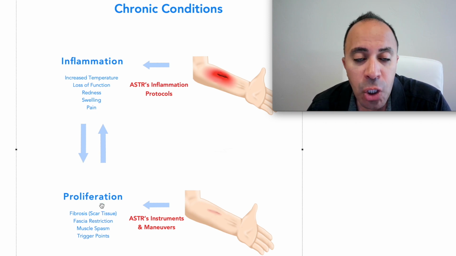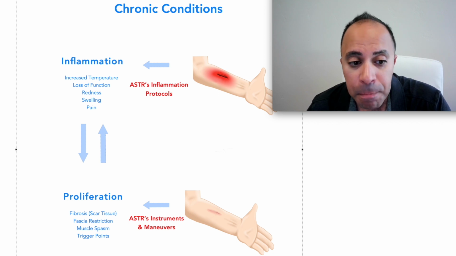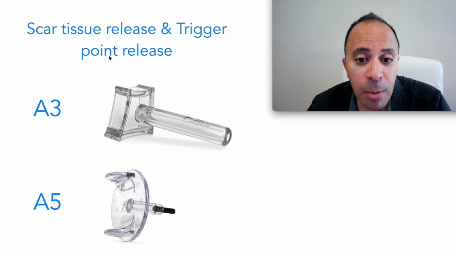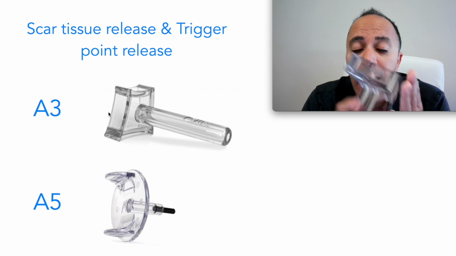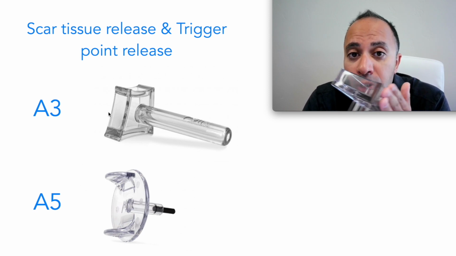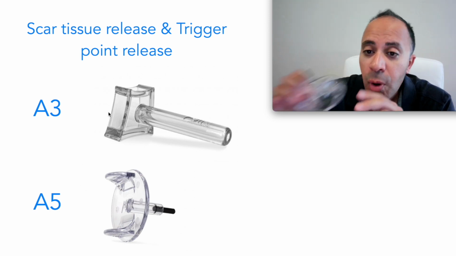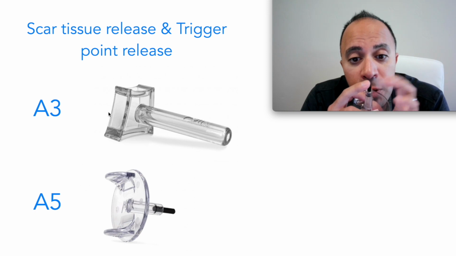If you pick and choose, you're not really breaking the whole vicious cycle. So I work on the scar tissue with the trigger points with the A3 first. That's what I use to break the superficial scar tissue. And I use the A5 to work deep to break deep scar tissue and trigger points.